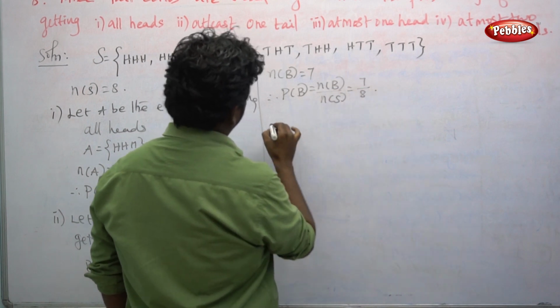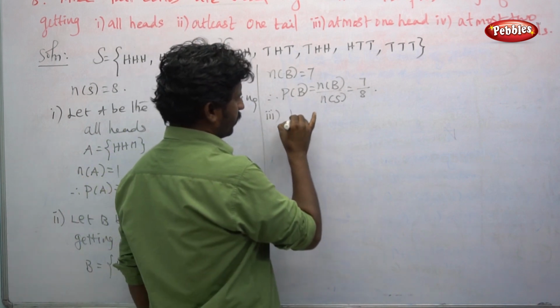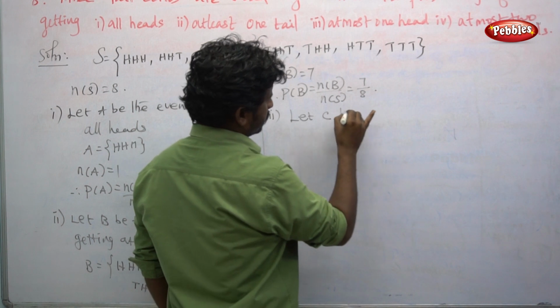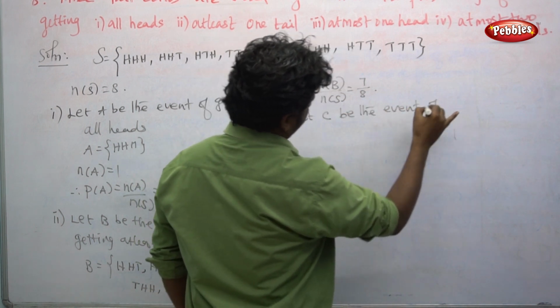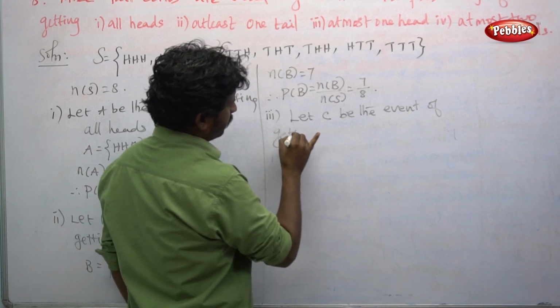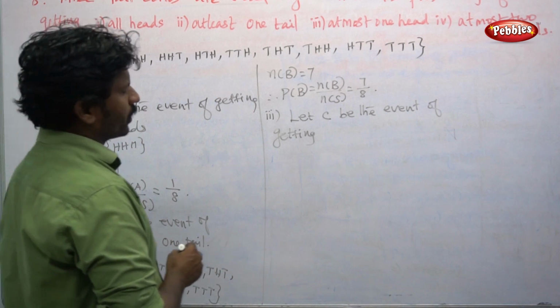The third point, let C be the event of getting, what is that? See, third point, at most one head.